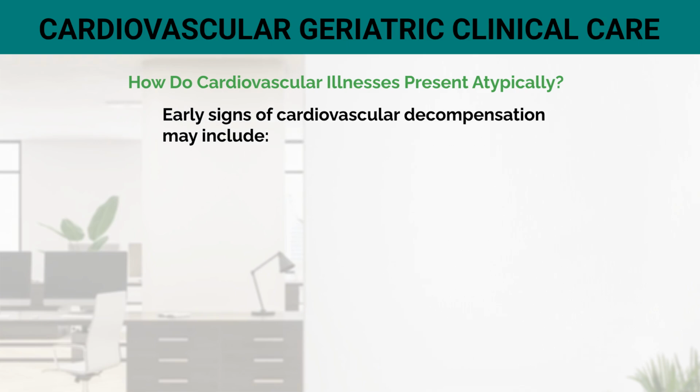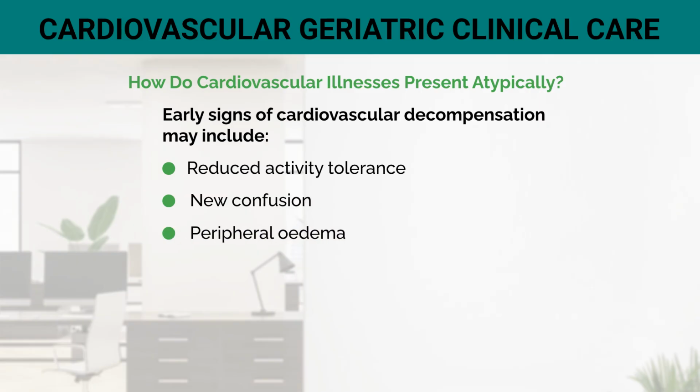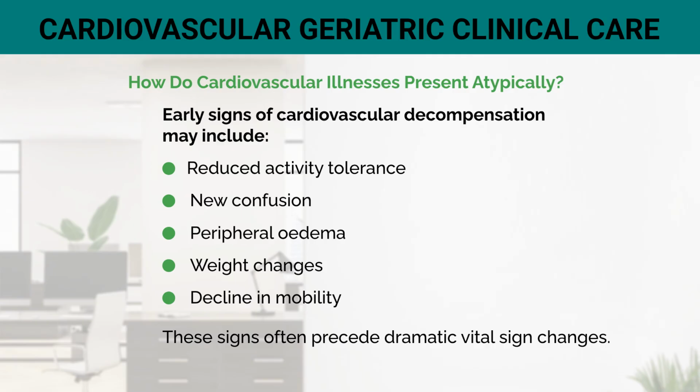The early signs of cardiovascular decompensation may include reduced activity tolerance, new confusion, peripheral edema, weight changes, decline in mobility. These signs often precede dramatic vital sign changes.